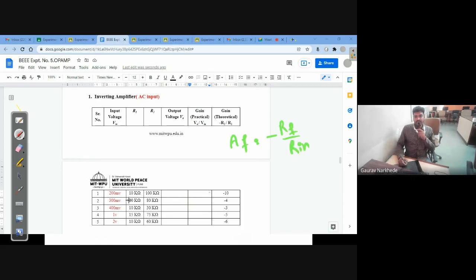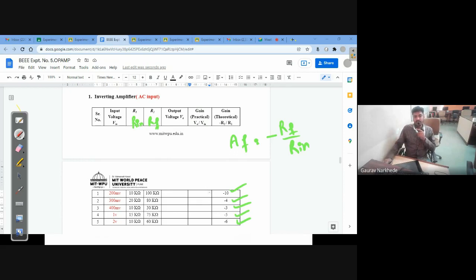So gain is nothing but, what is this? This R2 is nothing but your RF, and this R1 is nothing but RIN. So here gain is 100 by 10, so gain is 10. Is it correct? Yes. Then 80 by 20, gain is 4. Minus sign is always there. 30 by 10, yes. So this is the theoretical calculation of the gain.